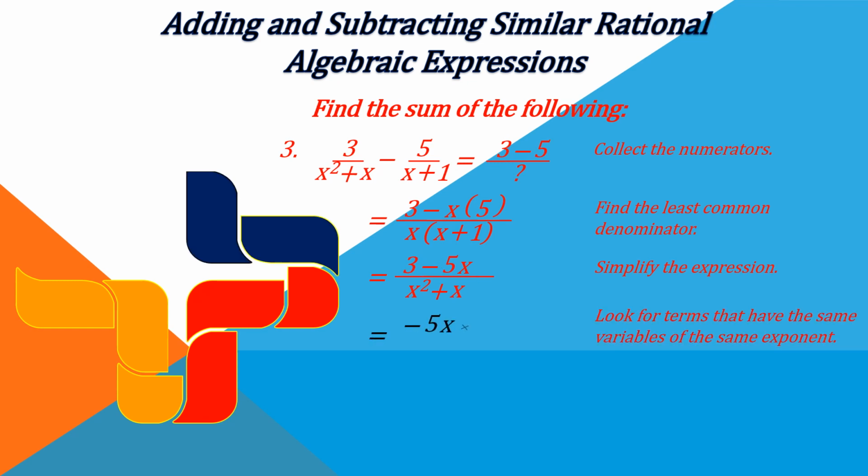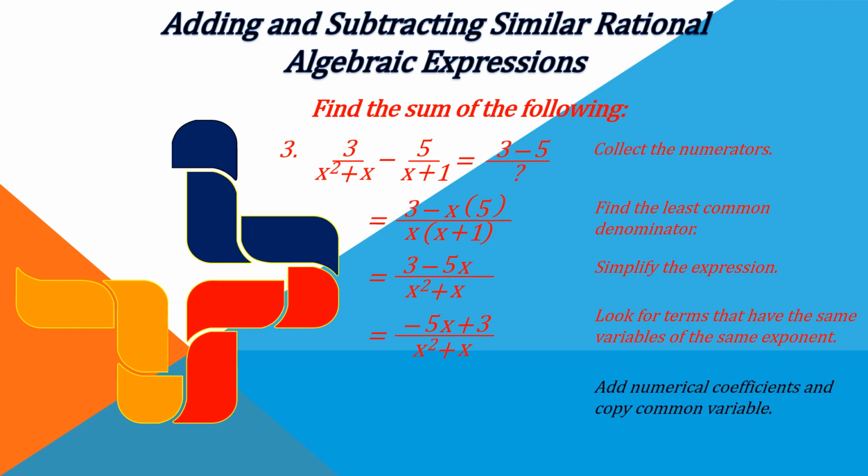Because we don't have terms that have the same variables of the same exponent, and we just need to rearrange the terms, we will put the terms with variables before the constant, and we have negative 5x plus 3 over x squared plus x. And this is now our final answer, negative 5x plus 3 over x squared plus x.